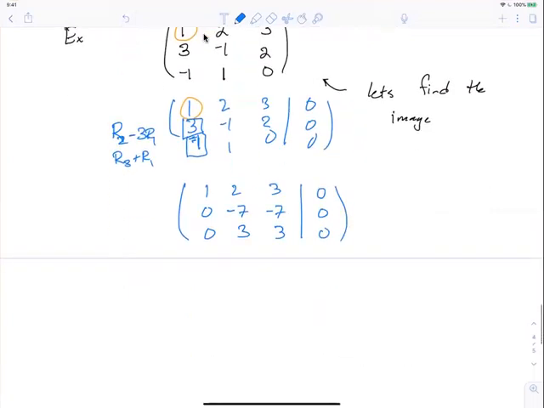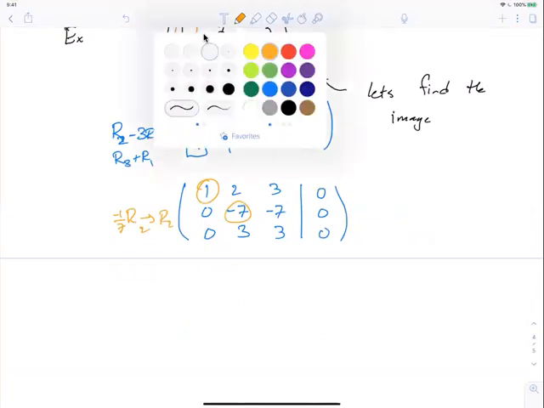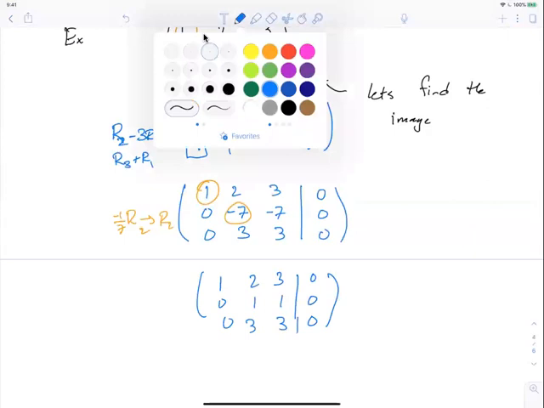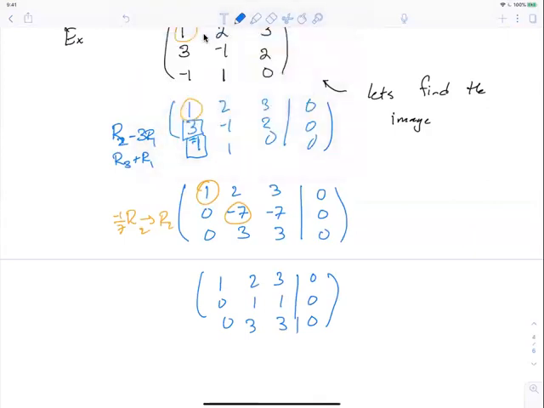And then we can go to the next one. We got that one solid. Now we're going to go to the next column. We need to divide that one by 1/7. And finally, we're going to take row 3 and subtract 3 times row 2 to zero out that entry, which is going to zero out all of them.